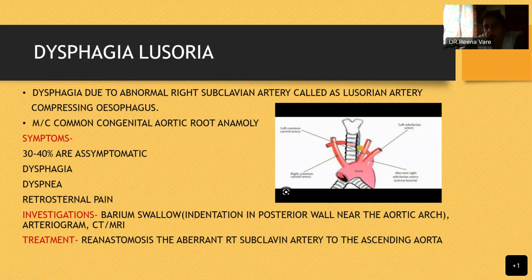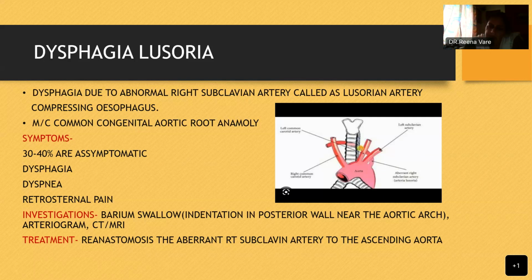It is usually a common congenital aortic root anomaly. Symptoms again come in the late ages, but most of these patients are asymptomatic. 30 to 40% of these patients are asymptomatic. Patient has got dysphagia and dyspnea. Patient has retrosternal pain.